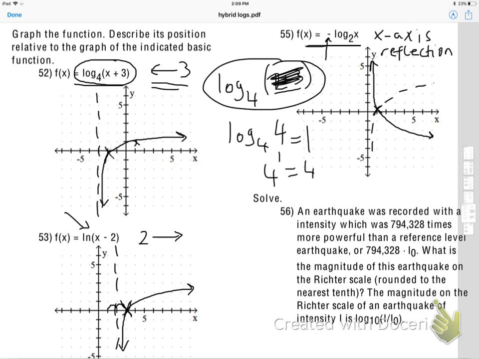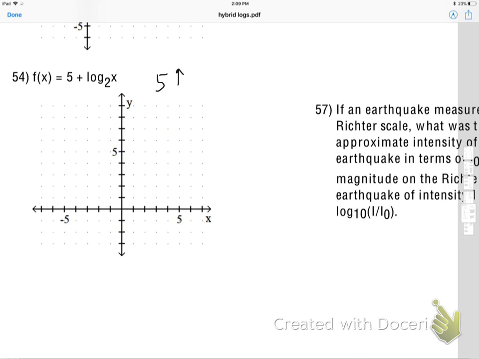I should go back to these and say, think about this. What's the domain of this? The domain of this is 2 to infinity. The domain of this one here, what's that? That's -3 to infinity. Can you see that? Again, because of the vertical asymptote. I have one more slide, I think.